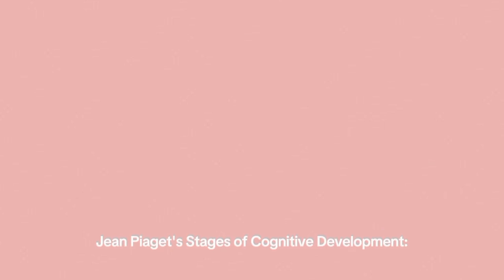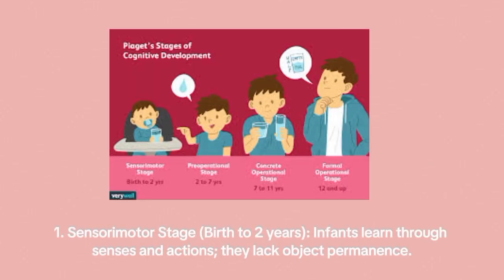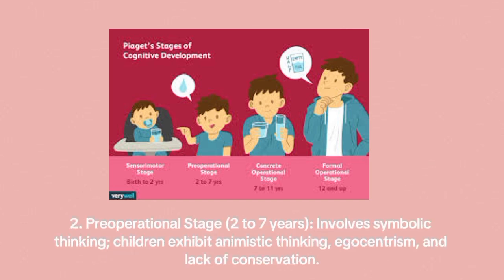Jean Piaget stages of cognitive development. 1. Sensorimotor stage, birth to 2 years. Infants learn through senses and actions. They lack object permanence. 2. Pre-operational stage, 2 to 7 years. Involves symbolic thinking. Children exhibit animistic thinking, egocentrism, and lack of conservation.